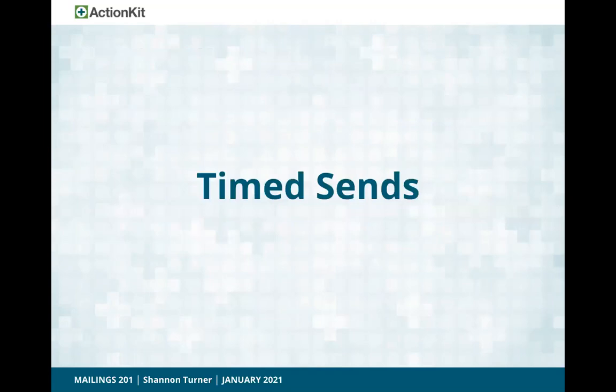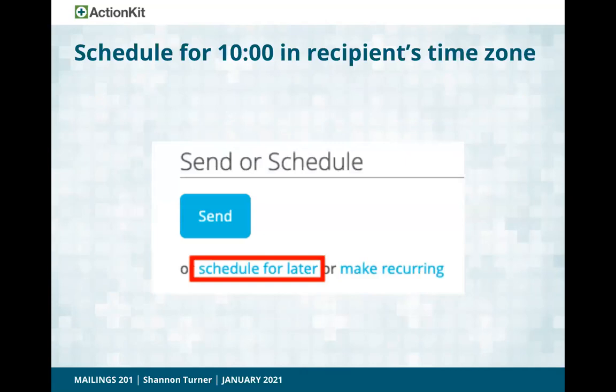All right, this last section, maybe you're already familiar with it, maybe you already do this all the time, but this is a much loved feature called timed sends. Timed sends allow you to schedule a mailing to be delivered at a specific time in the recipient's time zone. So if I think 10 o'clock in the morning is the best time for people to open up their email and to start reading my emails, I want to send it so that no matter where they live, at 10 in the morning, they're going to get this email.